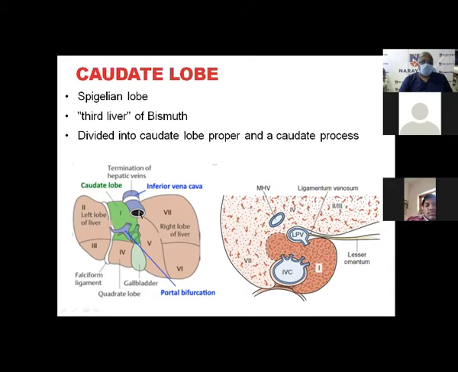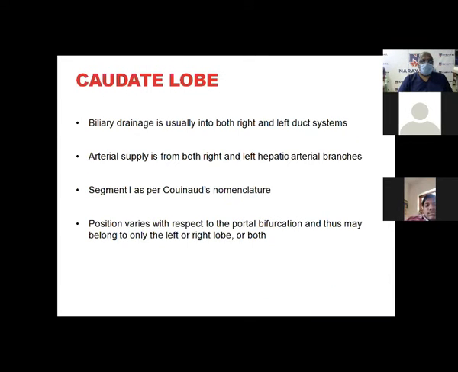This is the entry of the hepatic veins into the IVC. Caudate lobe, biliary drainage is usually into both right and left ductal system. The arterial supply is usually both from the right and left hepatic branches. Segment 1, as per Couinaud's nomenclature, position varies with respect to the portal bifurcation. So it may be predominantly from the left lobe or from the right lobe or from both.